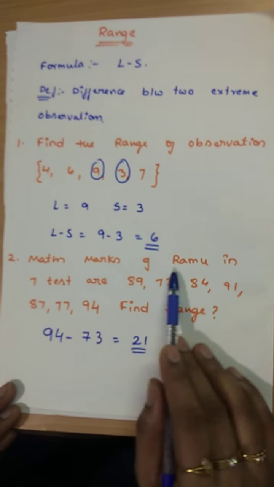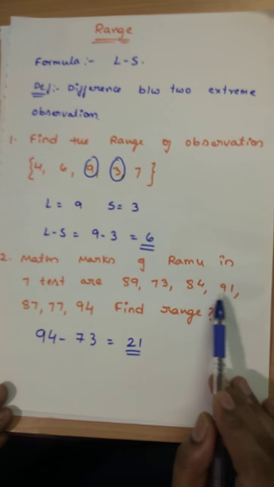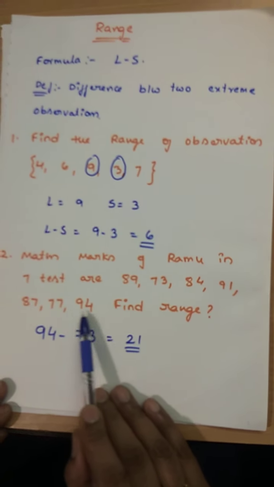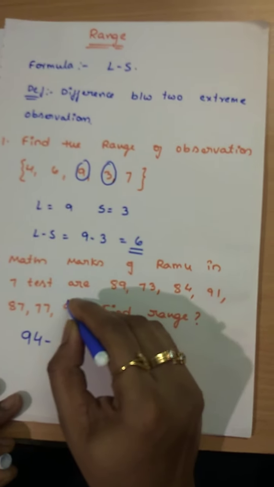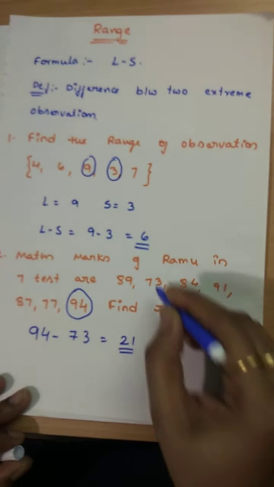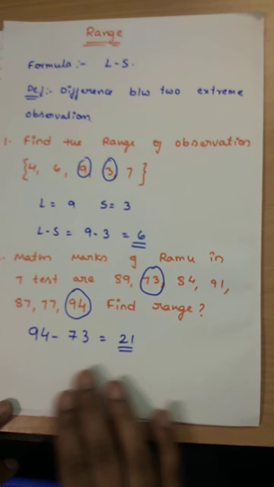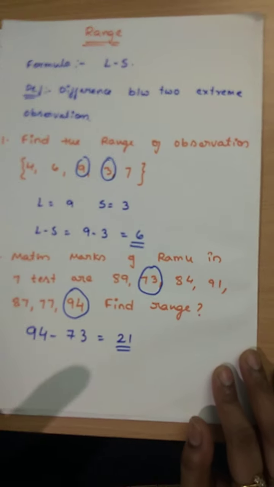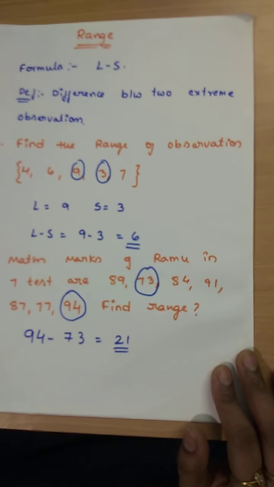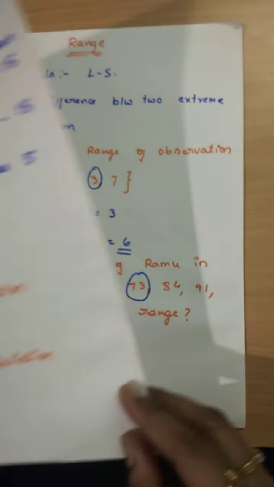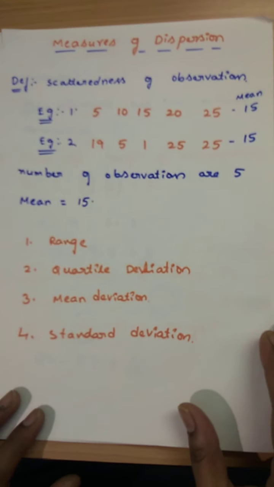Maths marks of Ramu in 7 tests are 89, 73, 84, 91, 87, 77, 94. Find the range. What is L? The largest value is 94. What is the smallest value? The smallest value is 73. L minus S is equal to 21. In my coming classes, I will explain quartile deviation, mean deviation and standard deviation. These three concepts I will explain in my coming videos.